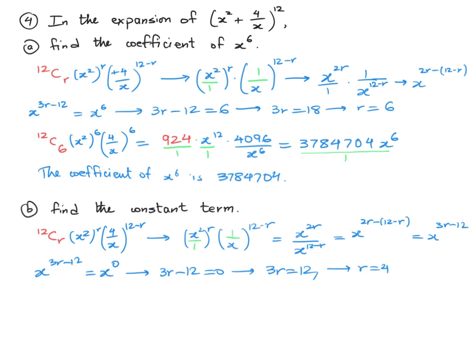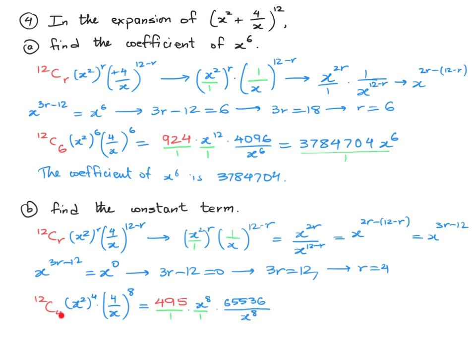So when I realize that 3r minus 12 must equal 0, I can solve and I can get r equals 4. And that's now the r I'm going to use back in the original where I actually took the coefficients into account. So I'm going to have 12 choose 4, because that's 12 choose r, and then I'm going to have x squared to the 4th, x squared to the r, and then 4 over x to the whatever's left over. So when I do 12 minus 4, I get 8. So 4 over x has to be raised to the 8.